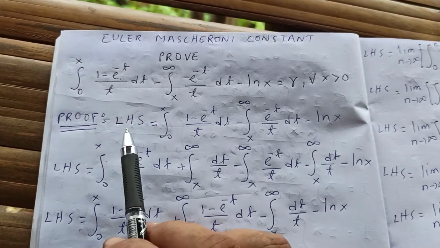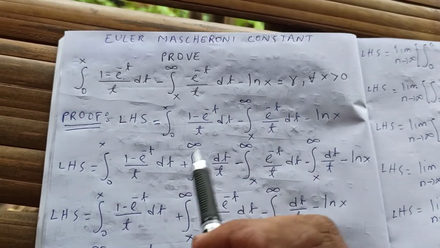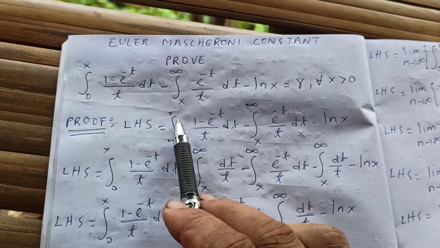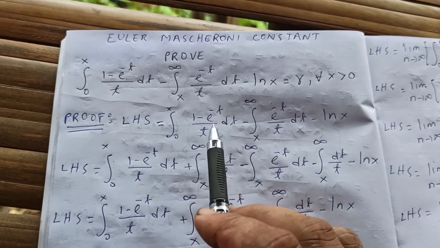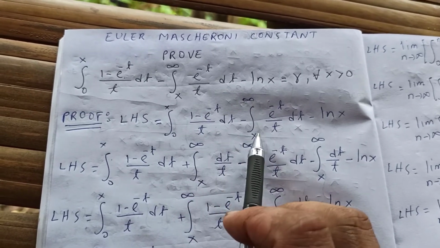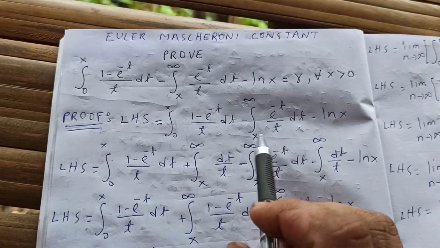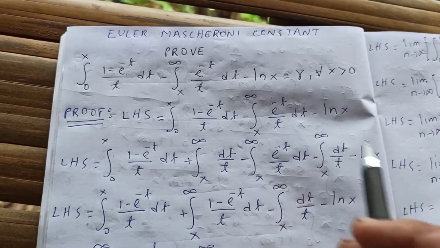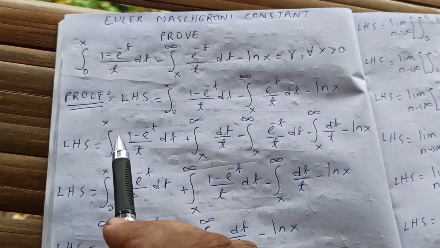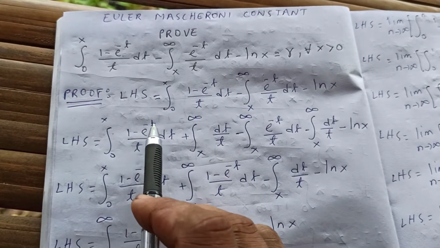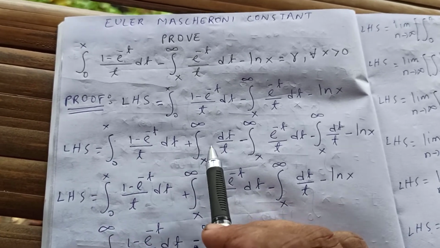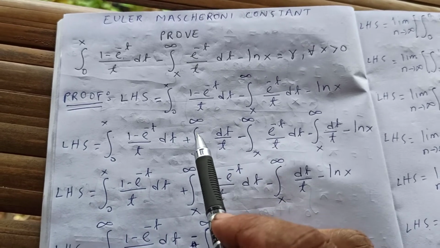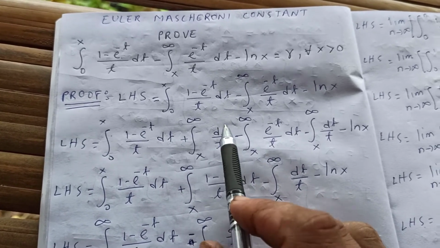Now we're going to prove that the left hand side is equal to the right hand side. The left hand side is the integral from 0 to x of (1 minus e to the negative t) upon t dt, minus the integral from x to infinity of e to the negative t upon t dt, minus log x. Now, for the integral from 0 to x of (1 minus e to the negative t) upon t dt, we are adding and subtracting the integral from x to infinity of dt upon t.